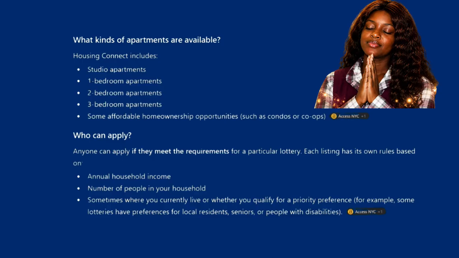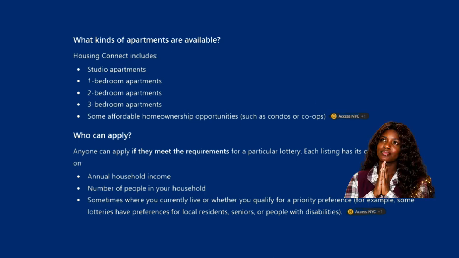And it says each listing has its own rules based on your annual household income, the number of people who will be living in your household, and sometimes where you currently live or whether you qualify for a priority preference. For example, some lotteries have preferences for local residents, seniors, or people with disabilities. So these people may be able to be pushed up before you. Okay? So this is what they're saying.